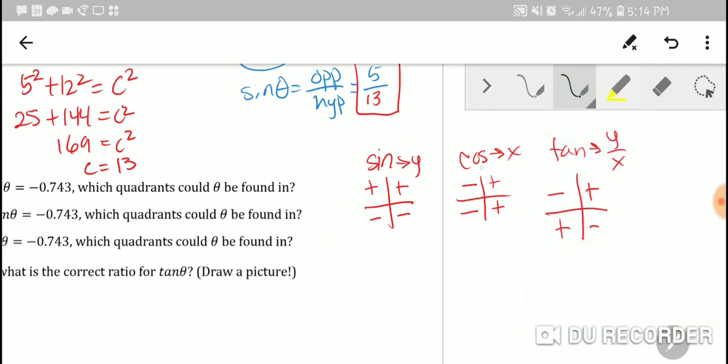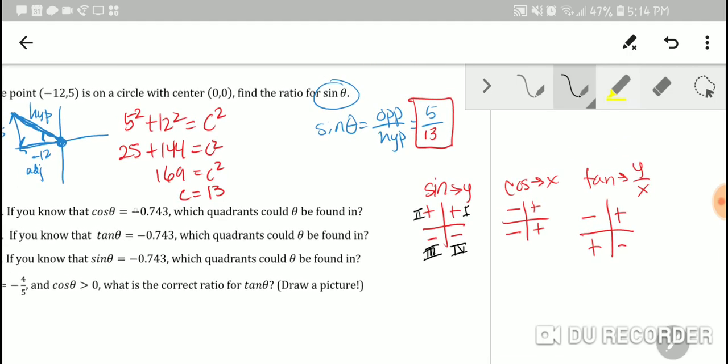And if you forgot what your quadrants look like, here's quadrant 1, quadrant 2, quadrant 3, and then quadrant 4. So for cosine, we have a negative value in quadrant 2 and quadrant 3. Tangent, there's a negative value in quadrant 2 and quadrant 4. And sine is a negative value in quadrant 3 and quadrant 4.